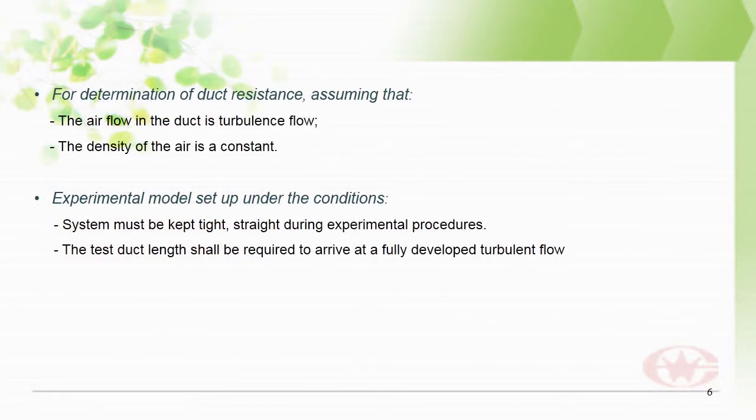In determining duct resistance, we assume that the airflow in the duct is turbulent flow and the density of the air is constant. The experimental model setup must satisfy these conditions. The ducting system must be kept tightly shut during the experimental procedure. Hence, the pressure loss in the ductwork was caused by frictional resistance. The test duct length is required to arrive at a fully developed turbulent flow.